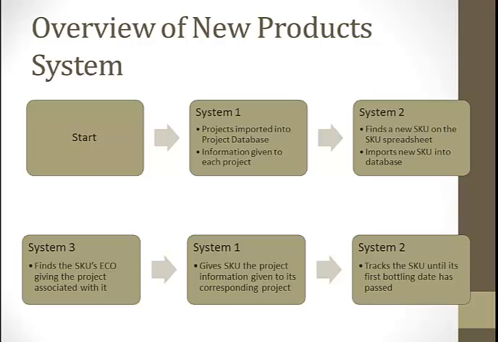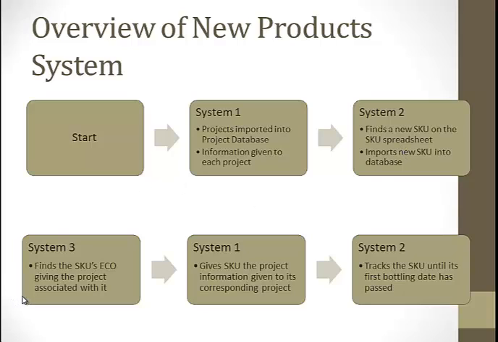This slide shows an entire overview of all of the new product system, showing both of the databases working together, and showing the system that it's using per each step. First off, in System 1, all projects are imported into the database. Each of the projects is then given information. Next, as a new SKU hits the bottling lines, one of the databases catches this. Once it's caught, it imports the SKU into the database.